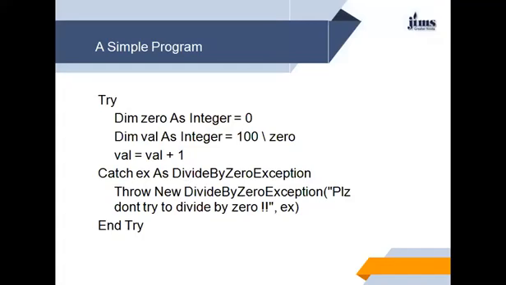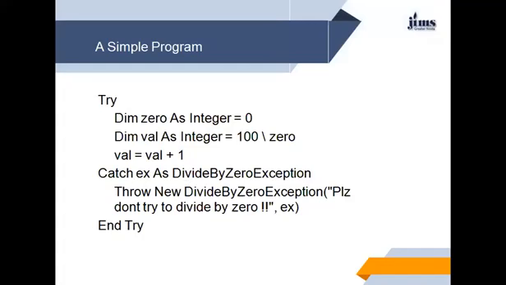DivideByZeroException is the name of the exception. Now after catch we are writing throw new. It will make an object, that is why we are writing new. Throw new DivideByZeroException, and in this statement we print: Please don't try to divide by 0, and try. So here the throw statement will throw the DivideByZeroException. In VB.NET, if you want to use throw, you can use it after the catch.